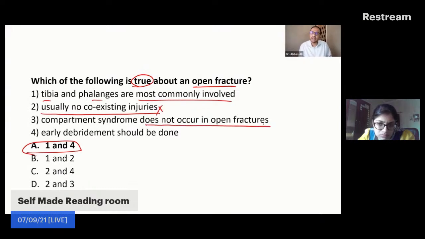Compartment syndrome does not occur in open fractures. Now, some of you have messaged me and said, sir, if there is an open fracture, the fracture hematoma will escape out, so what is the chance of increasing pressure inside the compartment? That is rubbish. When there is a fracture, the fascia might rupture because it's an open fracture, but it will open partially. The remaining hematoma will be there, and that can increase the risk of compartment syndrome.